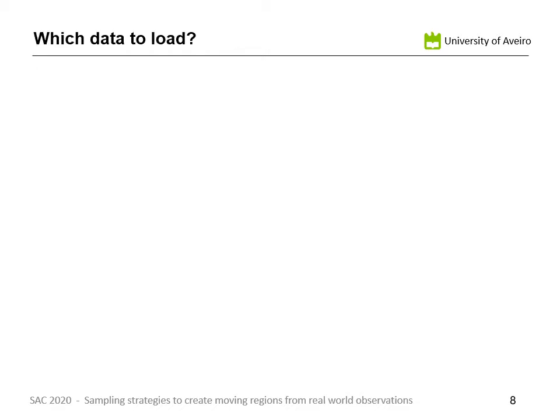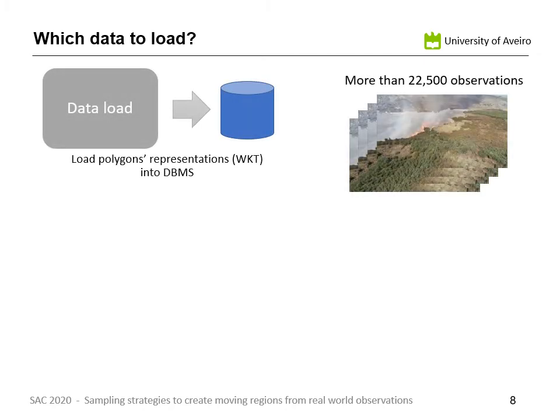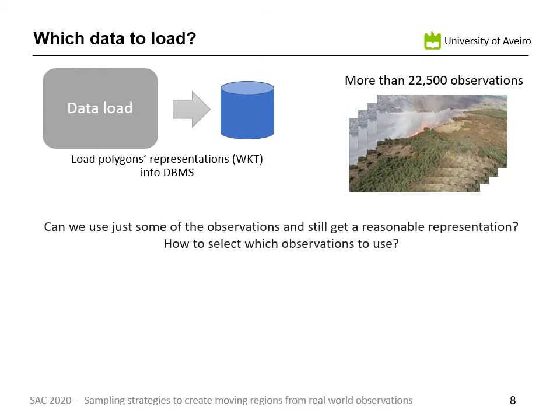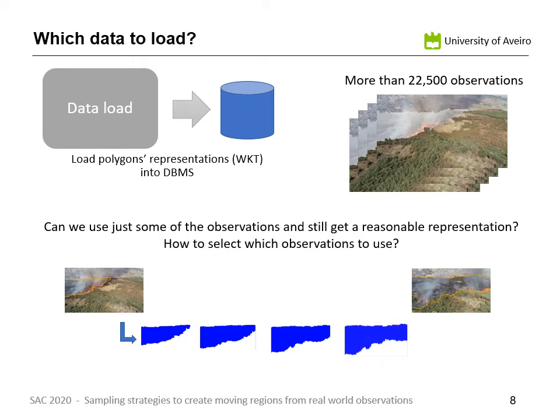Let's go back to our data preparation workflow. After segmentation, we got more than 22,000 observations. In the continuous model, we use interpolation functions to simulate the evolution of spatial temporal data. Is it possible to select just some of the observations and still get an accurate representation of the burnt area evolution? For instance, consider these blue polygons. They represent the spatial temporal evolution of the burnt area between two snapshots and were obtained using an interpolation function. Are these representations accurate?